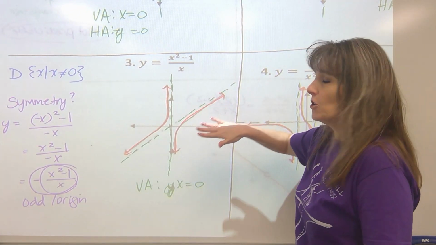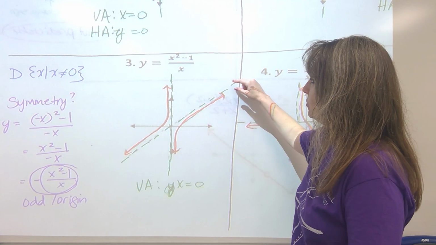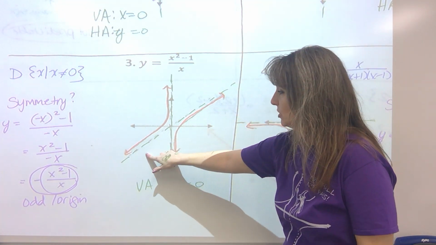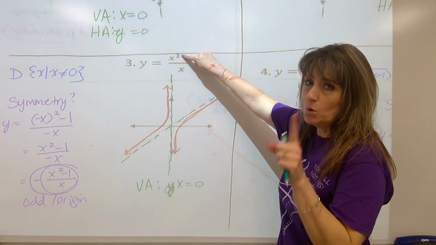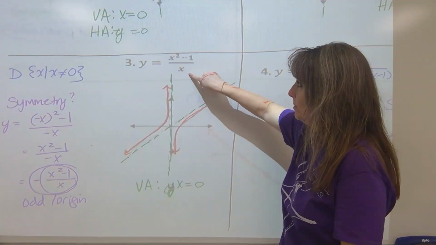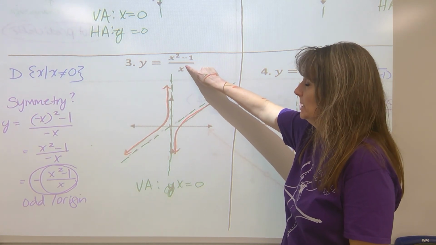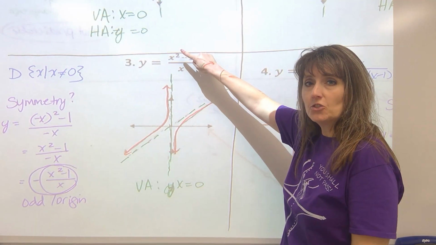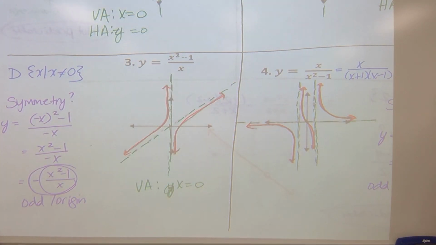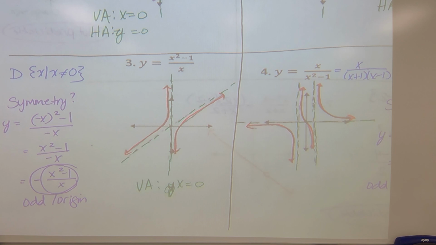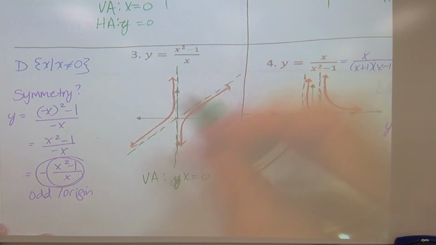The way you're going to know, and again, you're going to get this in your notes in a bit, that you have a slant asymptote is that the degree of the numerator is 1 more than the degree of the denominator. My numerator is squared, my denominator is just x to the first. When I have that situation where the degree of the numerator is 1 more than the degree of the denominator, then I have a slant asymptote. And I find that slant asymptote by dividing, by treating this as a division problem.